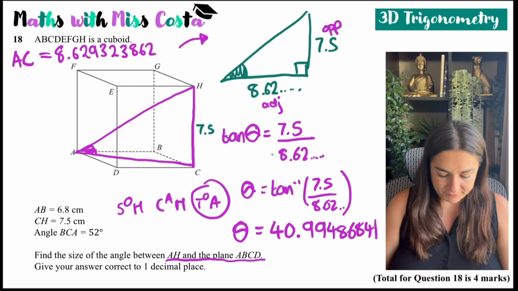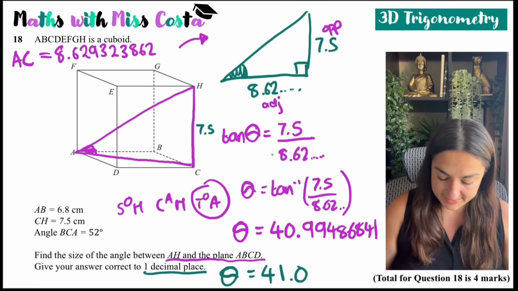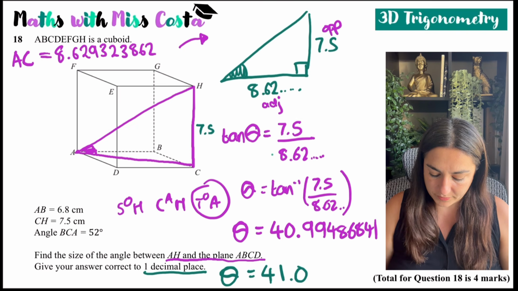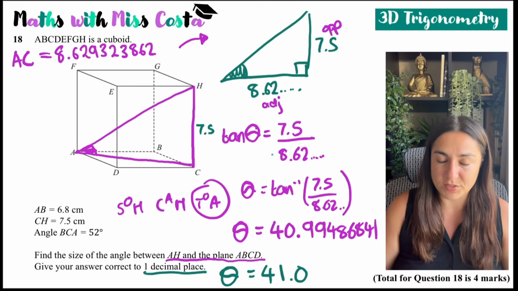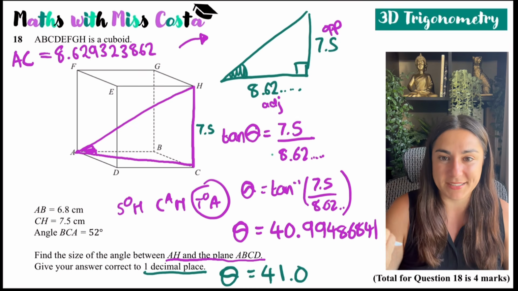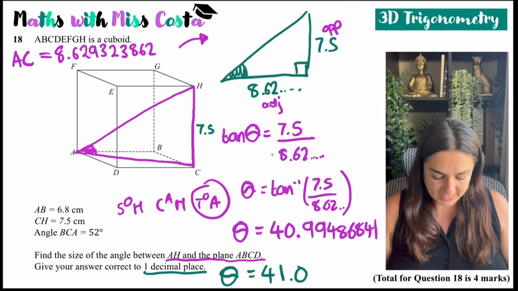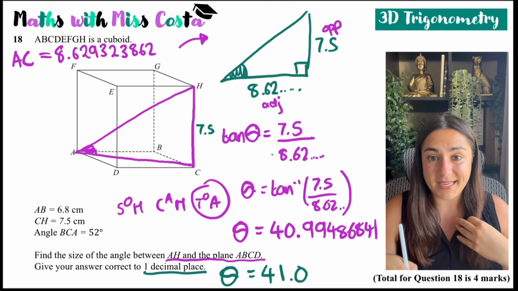40.99486841. It says give it correct to one decimal place, so the angle is going to be 41.0, because it's one decimal place. Even though 40.999 rounds to 41, it wants it to one decimal place. So even though 41 is the same as 41.0, you have to write the 0.0 to show that you've rounded it to one decimal place. And that's that. So the trick is just visualizing where the right angle triangles could be and then working from there.